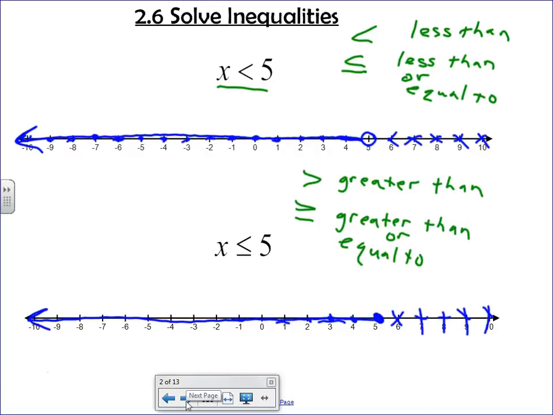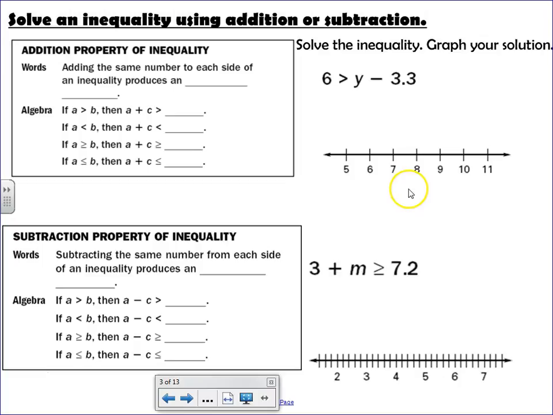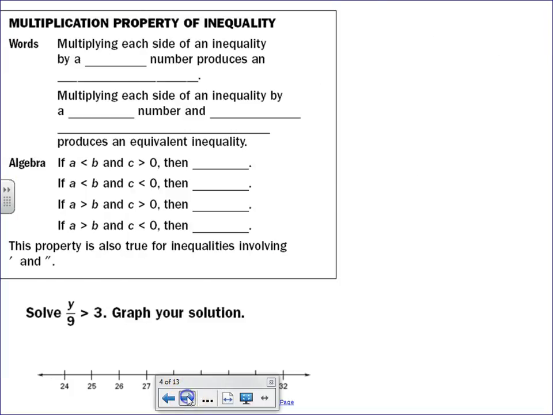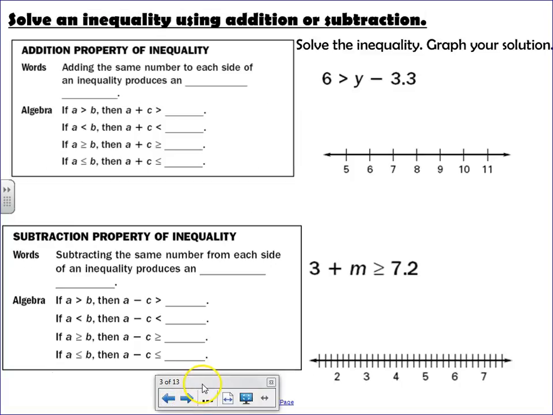Okay, so now that we've got the definition of an inequality and how to represent it on a number line, let's take a look at how to start solving these. We're going to use the addition property of inequality, subtraction property of inequality, multiplication property of inequality, and division property of inequality. These properties you want to put into your notebook, but these properties are similar to the properties of equality. Just a little difference in there that we want to take note of. We'll put the algebra and the words in here in just a moment, but let's first talk about what this means.